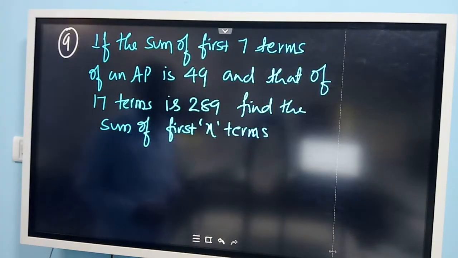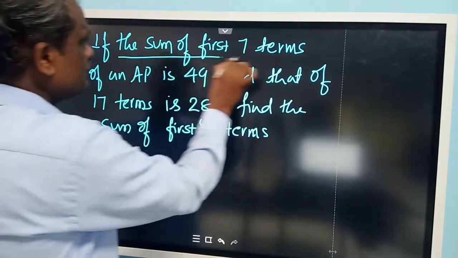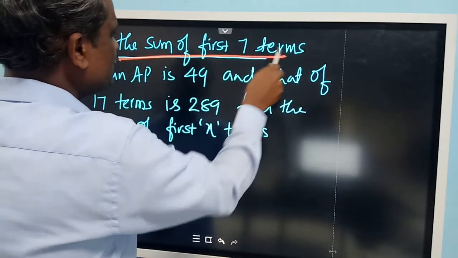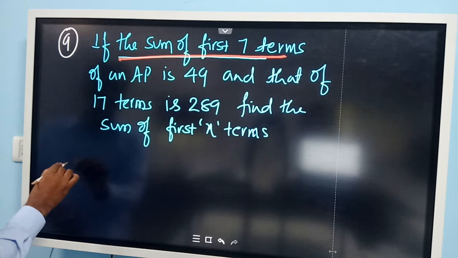Here in this question, the sum of first 7 terms is given. Sum of first 7 terms is given. That means S7 is given.